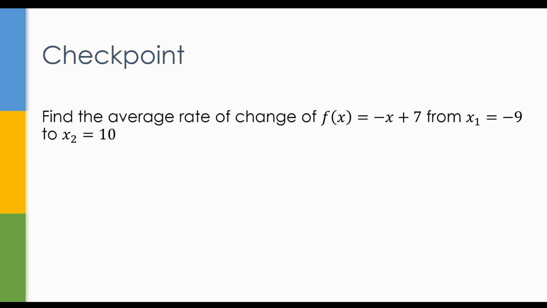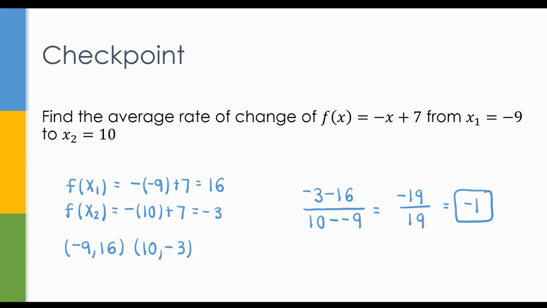Okay, so go ahead, and here I'm giving you the function f of x equals negative x plus 7, and I want you to find the average rate of change going from negative 9 to 10. Okay, so I evaluated each of those and then found my ordered pairs. I then went ahead and did my slope, and I got negative 1.